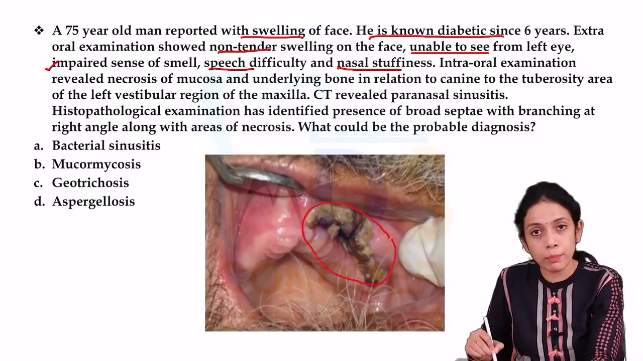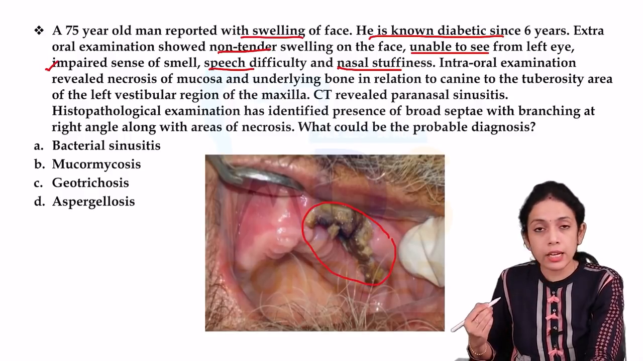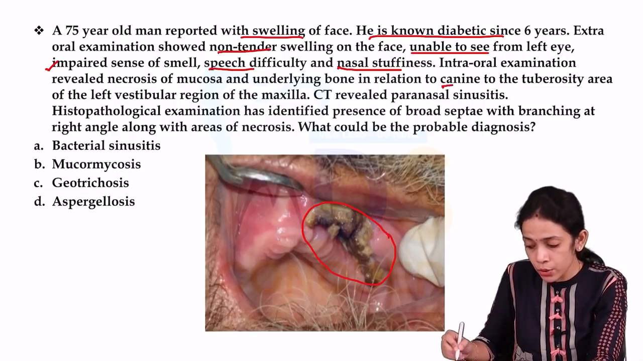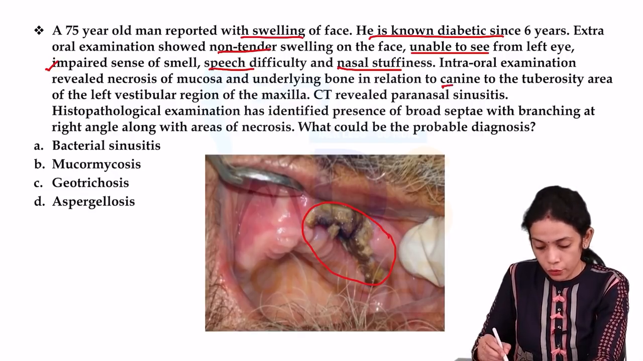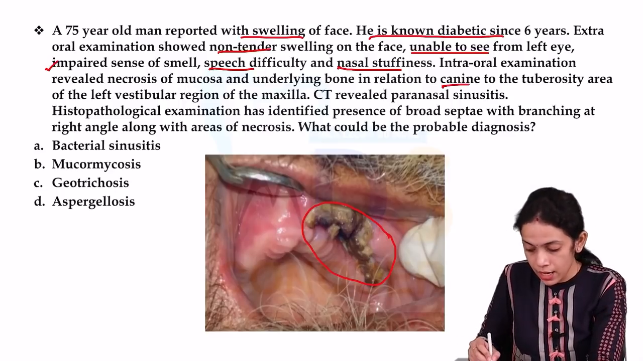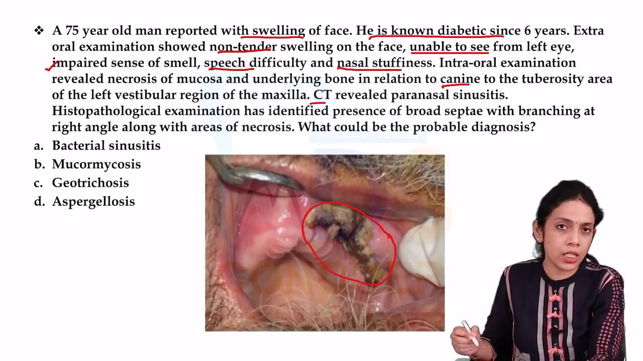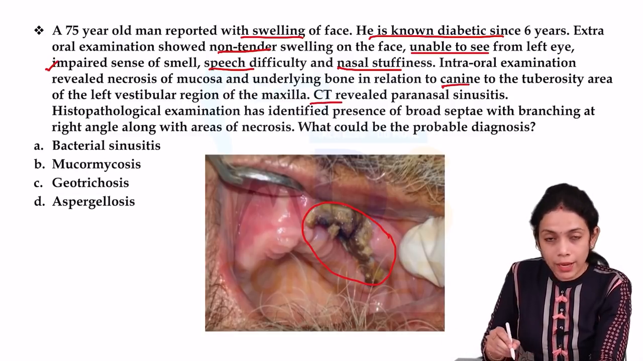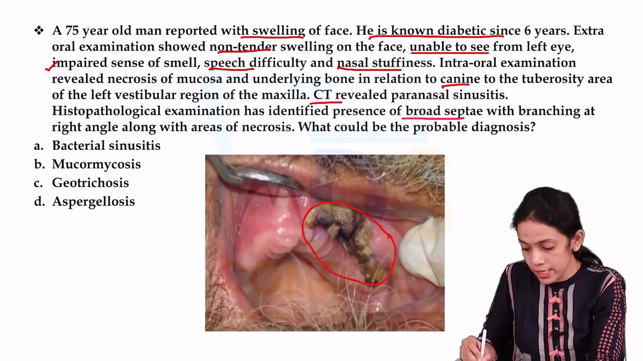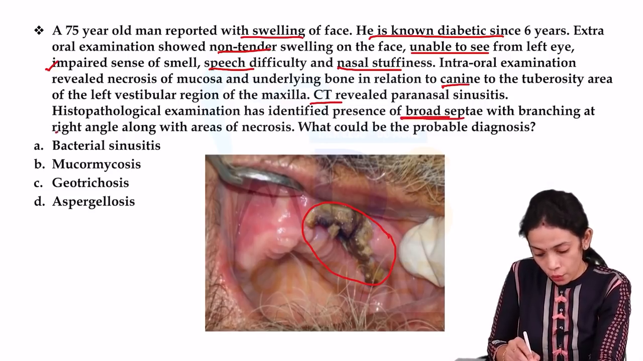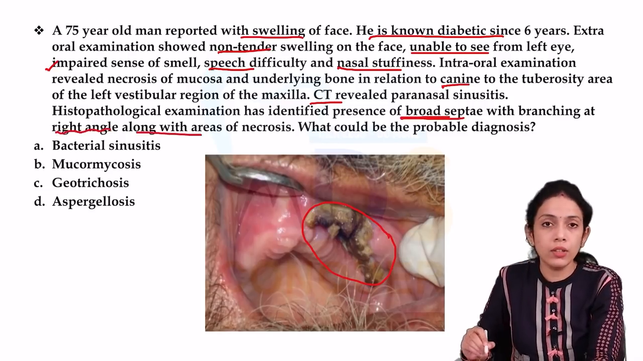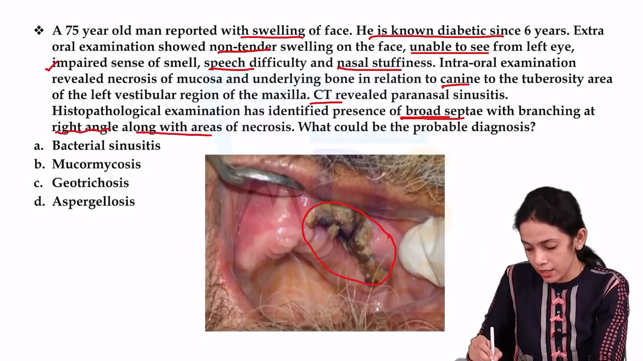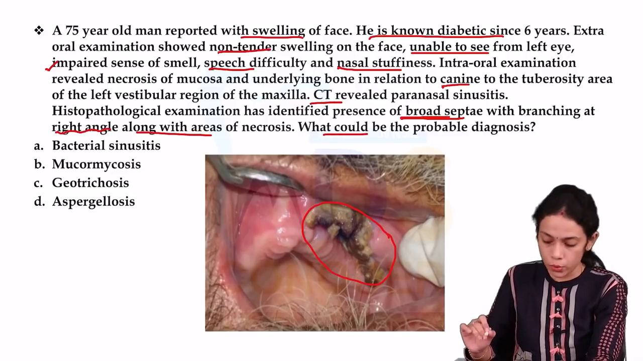So if you can see in the picture, that clearly shows there is a necrosis of the mucosa along with that of the underlying bone in relation to the canine to the tuberosity area of the left vestibule of the maxilla. And the CT of this patient, when it was taken, has shown some paranasal sinusitis. So histopath examination has shown broad septae which are at right angles along with the area of necrosis. So there are broad septae which are at right angles. So what could be the probable diagnosis?